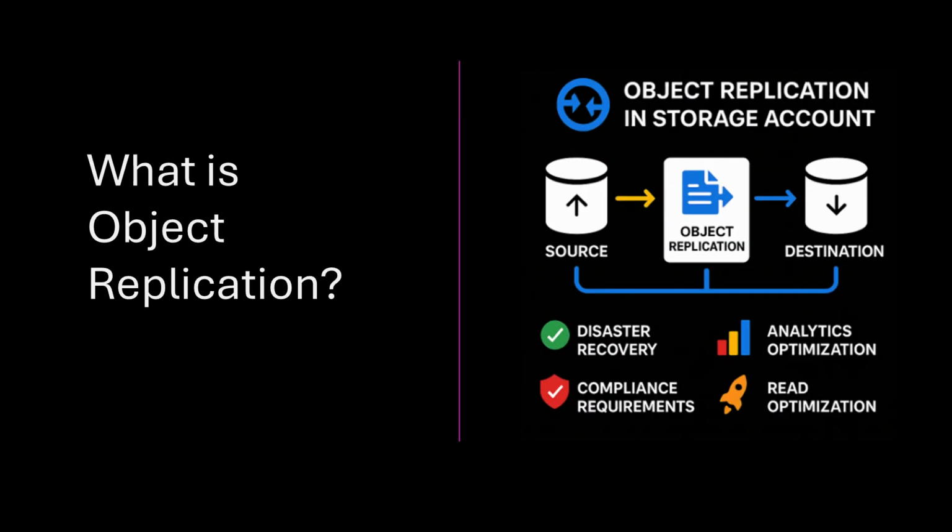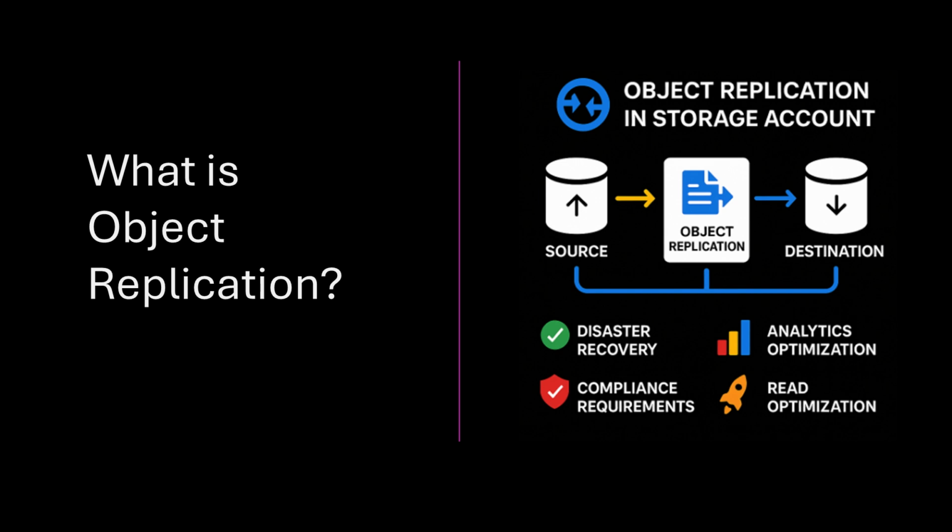Object replication allows you to automatically replicate block blobs from one storage account, called the source, to another, called the destination, even across different Azure regions. This replication is asynchronous, meaning the blobs are copied in the background after they are created or updated. Think of it like a set it and forget it sync rule for blobs between storage accounts.